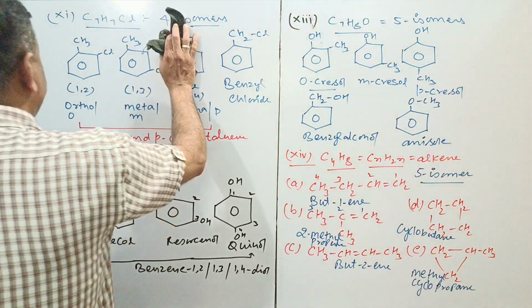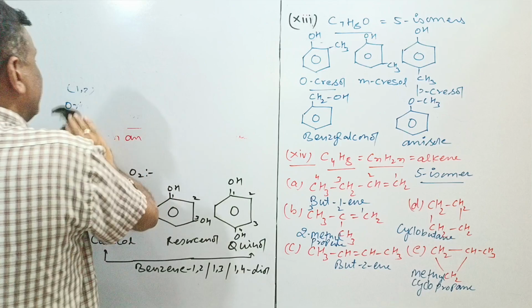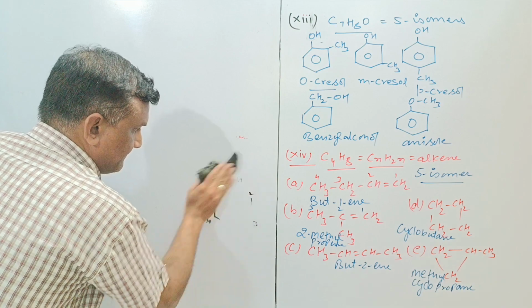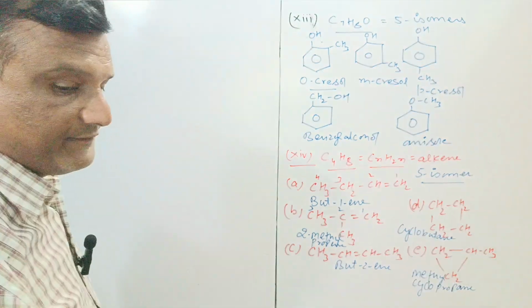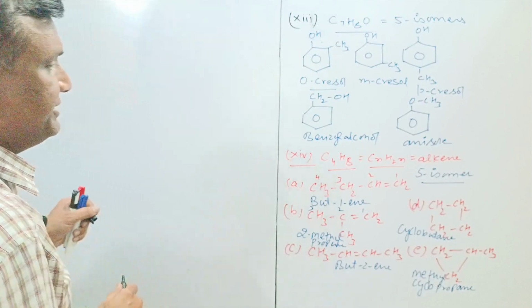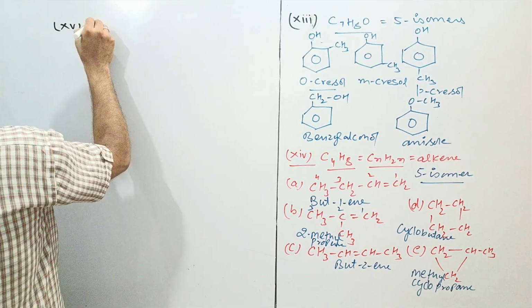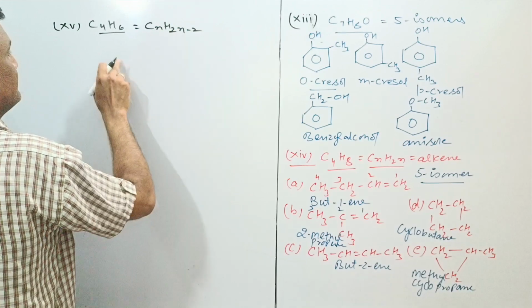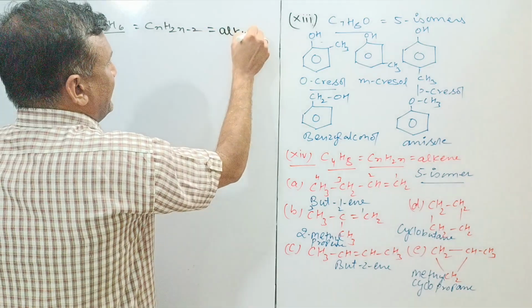Now we'll go with question 15. Listen to me carefully. We'll take one of the alkynes also. This is C4H6. This is question 15. Here the formula is CnH2n minus 2: 2 times 4 is 8, minus 2, it will be C4H6. This is your alkyne.